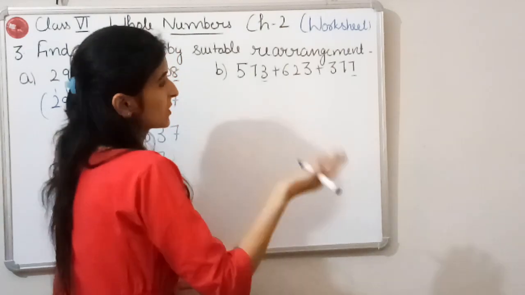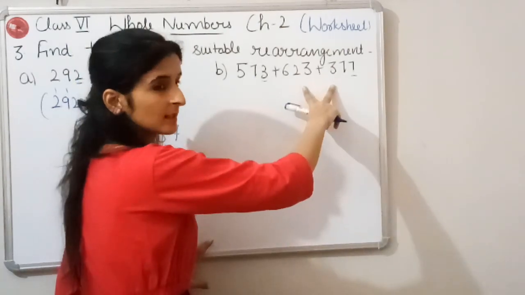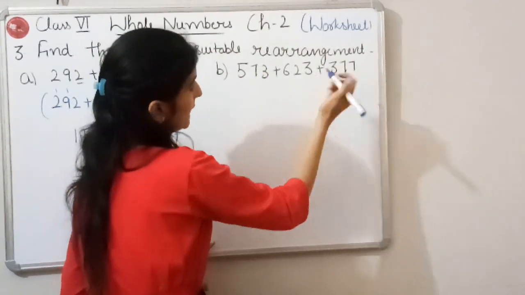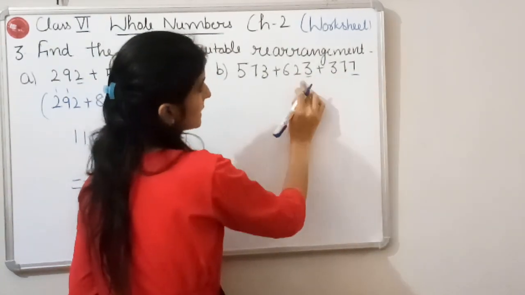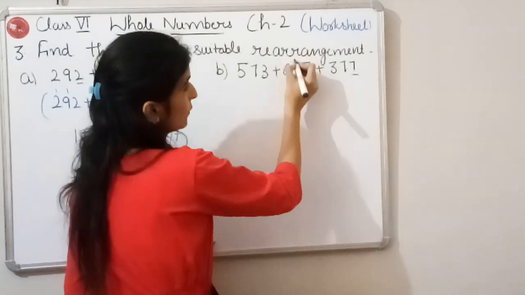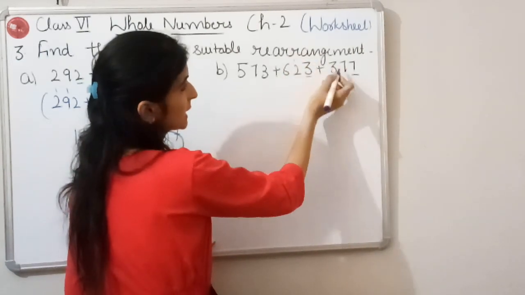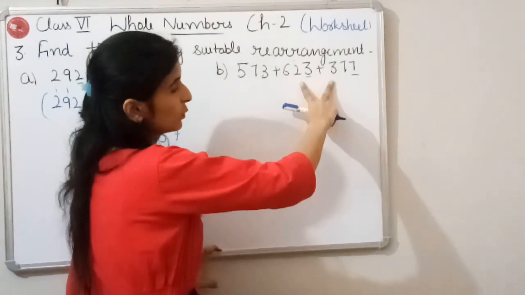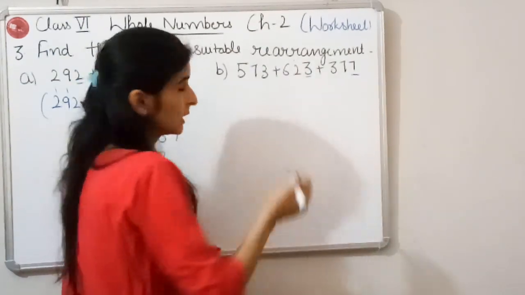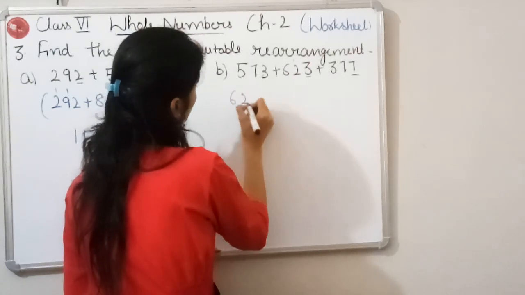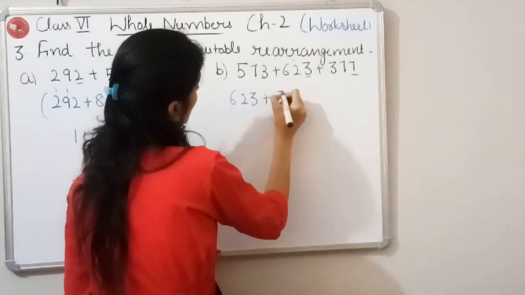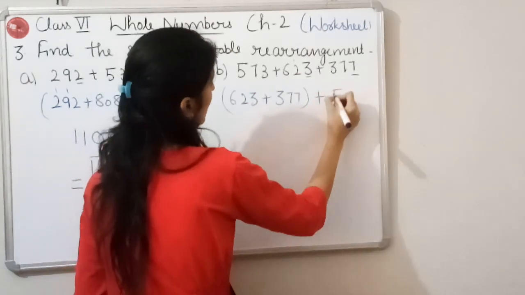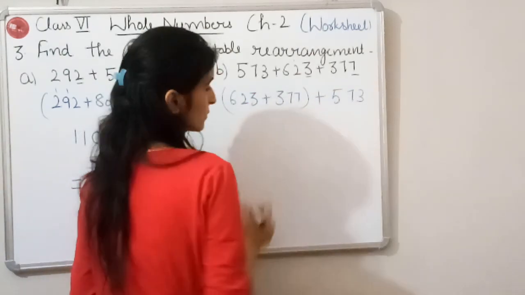But let us check that if we add this and this, are we going to get more zeros? So let us check this and this. 3 plus 7 is 10. 1 carry. 2 plus 1 is 3. 3 plus 7 is again 10. It means when we add these two, we are going to get more zeros. So make the group of this 623 and 377. And then we will add 573 to the answer.